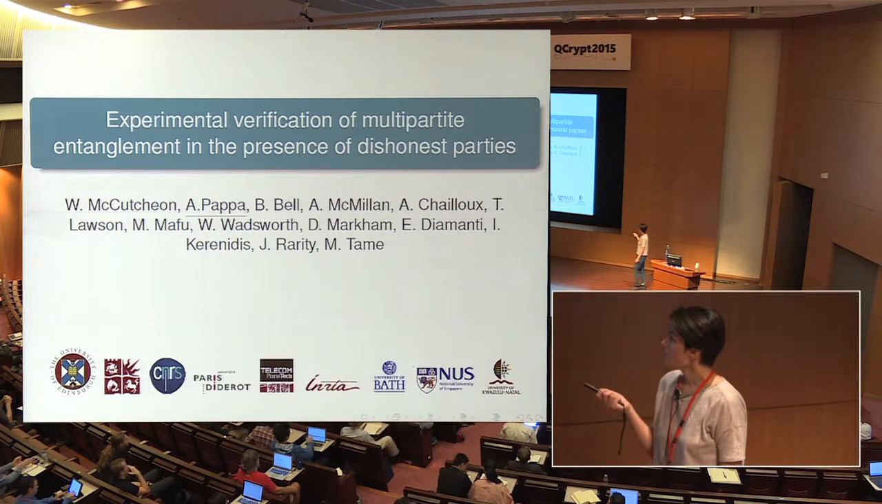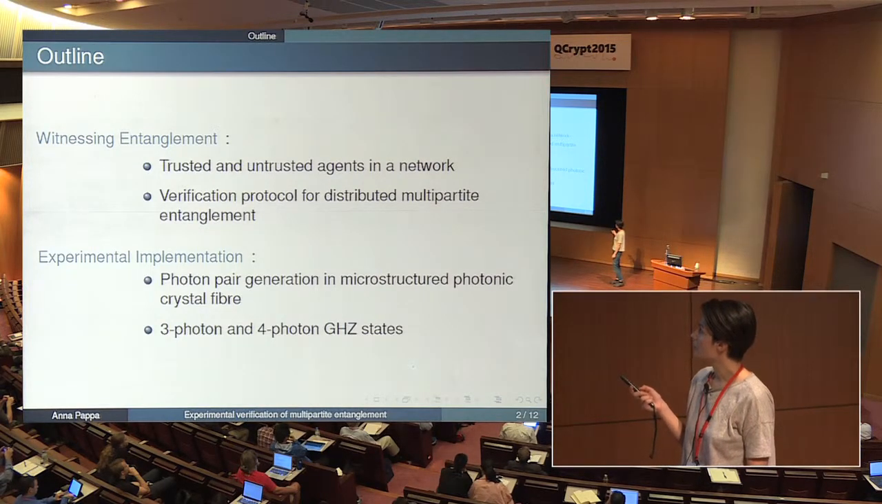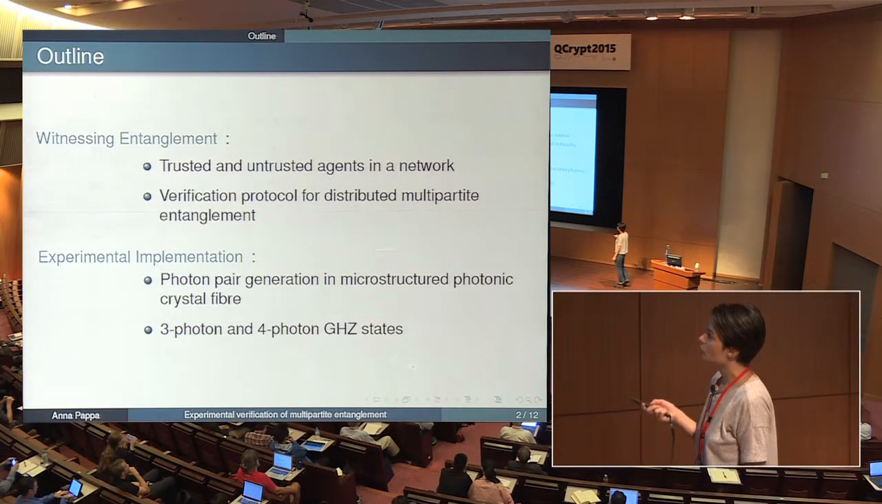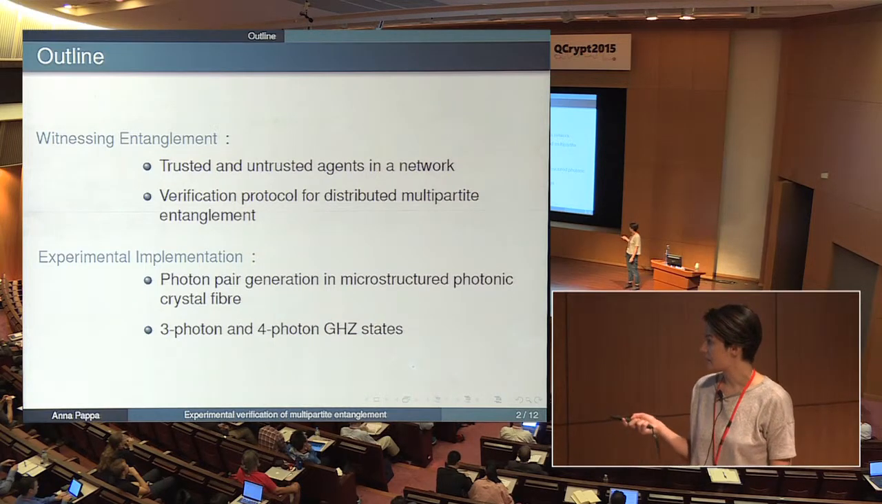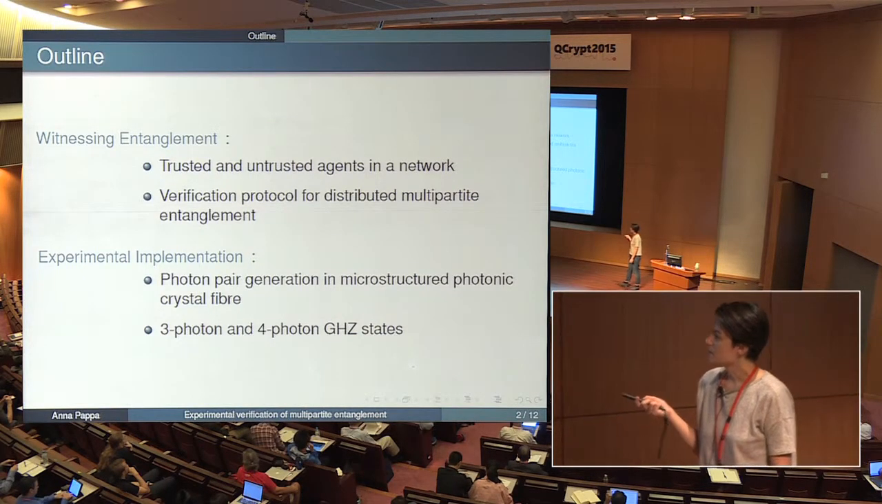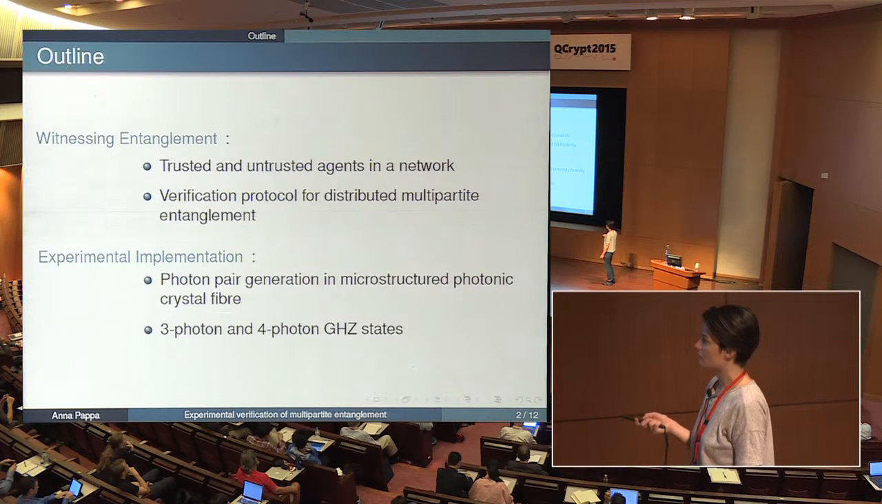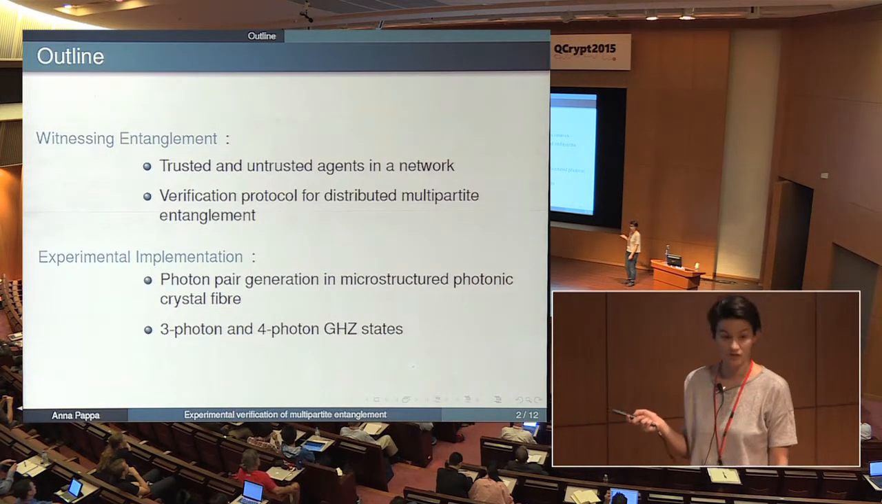So this work is about how we can witness entanglement in a network that consists of some agents that are either trusted or untrusted. This can be done using verification protocols for distributed multipartite entanglement. Specifically, we're going to use a specific type of entanglement, basically GHZ states. Now, for the experimental implementation, we create some photon pairs using microstructured photonic crystal fibers, and then these pairs are fused together to create 3-photon and 4-photon GHZ states.